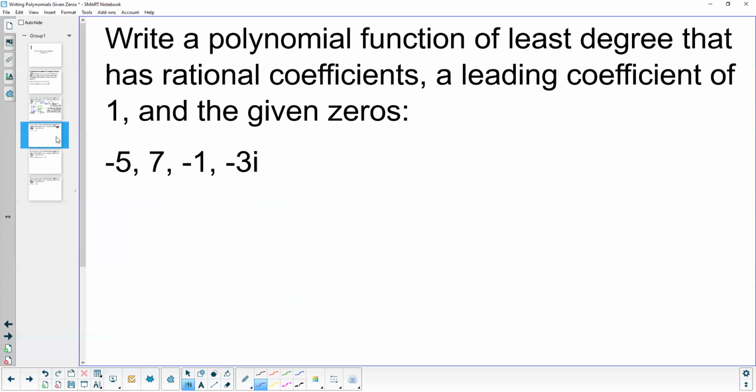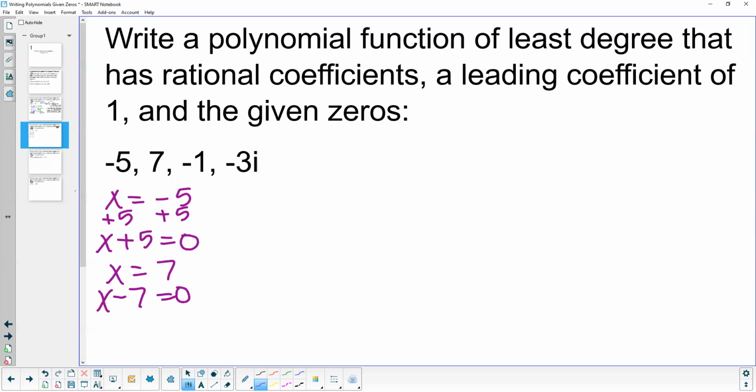So when we go to do this, rather than having to say x equals negative 5 and adding 5 to both sides every time, we notice the pattern here is that our signs switch when it turns into a factor. And we know this because that's a way that we solve when it goes from a factor to a solution. So I know that we're going to have a plus 5. I know that if x equals 7, we're going to have an x minus 7. We're going to have an x plus 1.